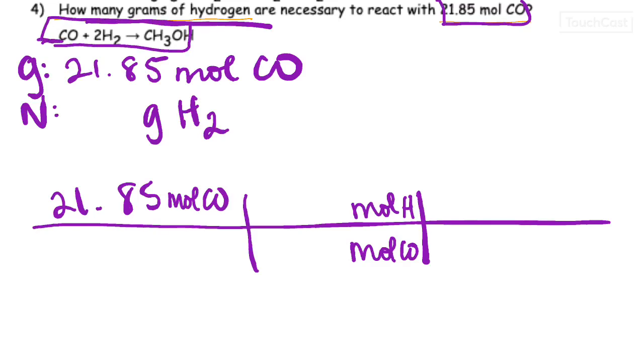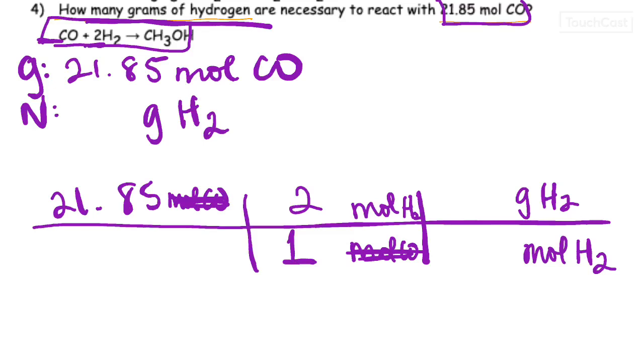If we look in front of CO, there's no number, so we assume there's a 1 there. If we look in front of H2, there is a 2. We then have canceled out moles of carbon monoxide and are left with moles of hydrogen. We then need to convert from moles of hydrogen to grams of hydrogen. And we do that using our molar mass.